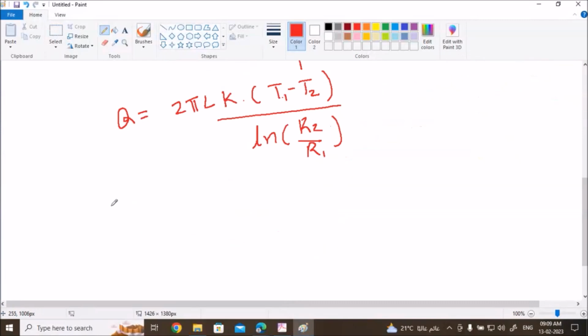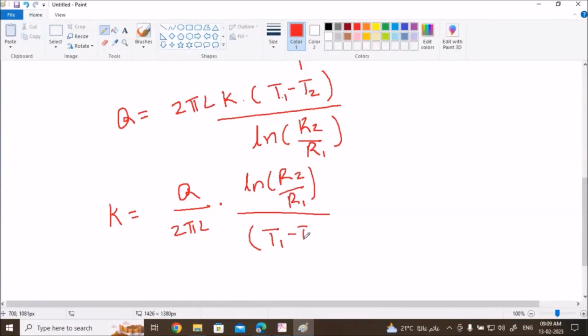Now our objective is to find out thermal conductivity. So 2 minus 1, 1 minus 2, 3 by 1, 1 by 3, 1 minus 3. So this is our final equation.